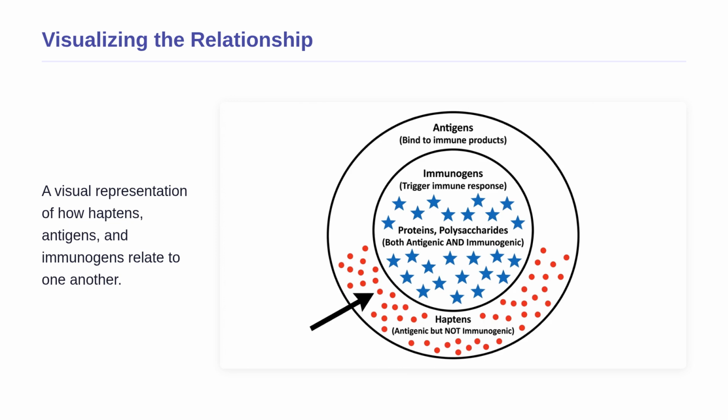But look at the space between the two circles. Here we see small red dots labeled haptens. Because they are inside the large circle, they are antigens. But because they are outside the inner circle, they are not immunogens. This diagram perfectly captures the golden rule we discussed earlier.